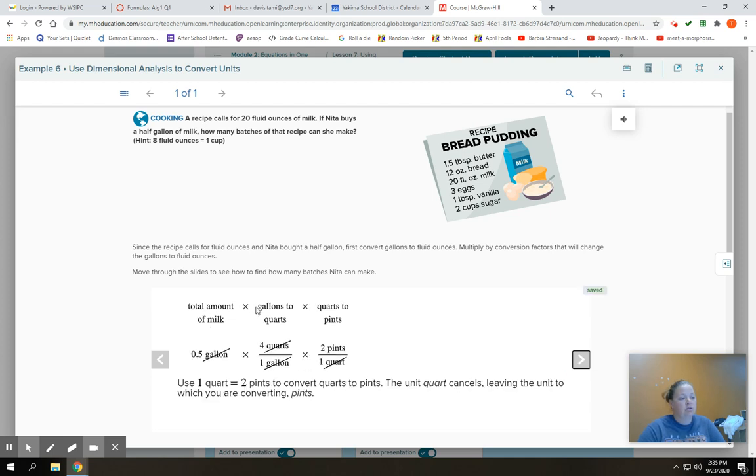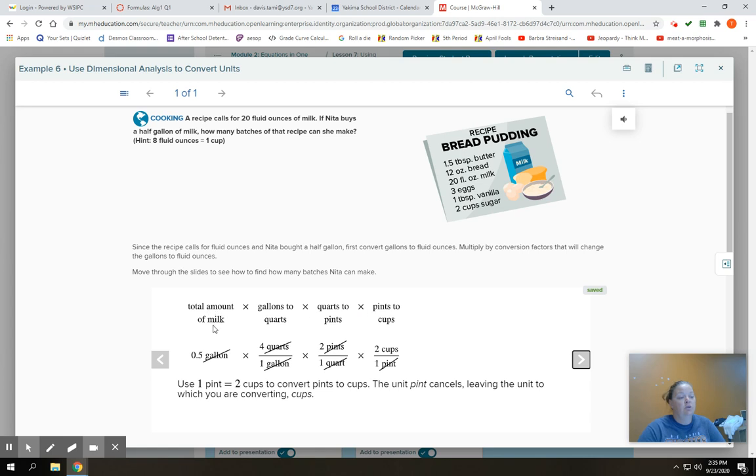Total amount of milk times gallons to quarts times quarts to pints. 0.5 gallons times 4 to 1 times 2 pints to 1 quart. Use 1 quart equals 2 pints to convert quarts to pints. The unit quart cancels, leaving the unit to which you are converting, pints.